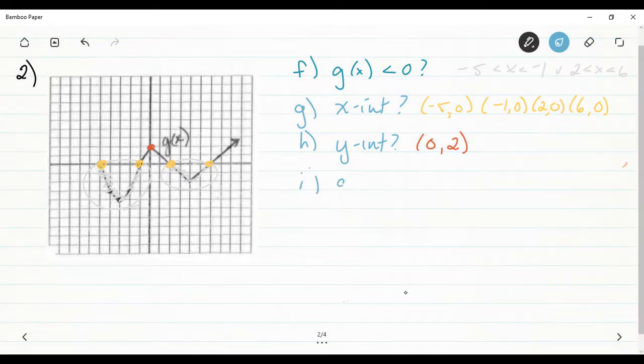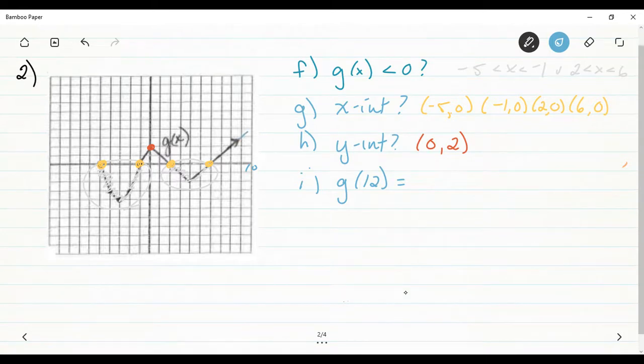Part I, evaluating g of x at 12. Well, if we look at our picture, we see that 12 is beyond this graph. This only goes up to 10. We want 12. We can do this a couple of ways.